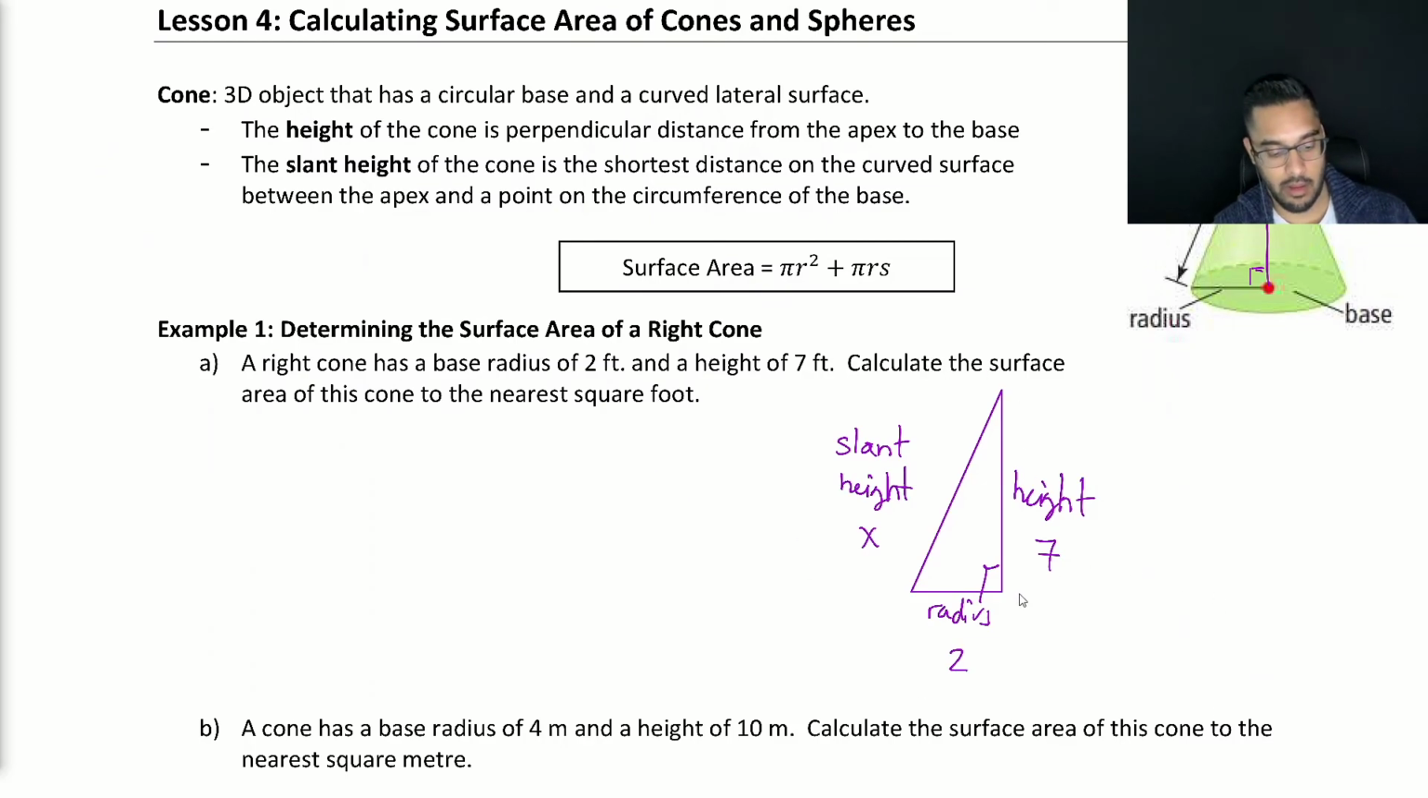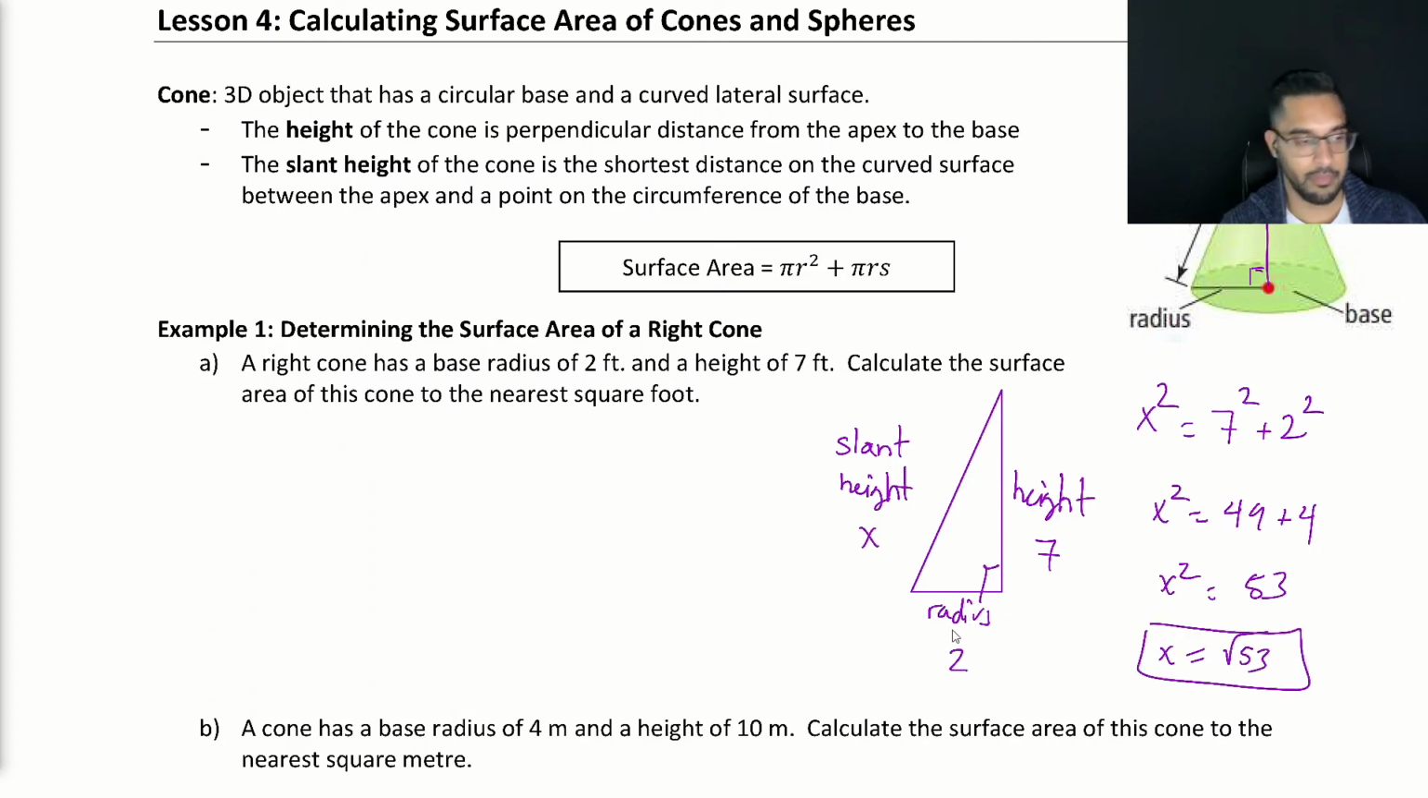So we can use Pythagorean theorem one more time. So x squared equals 7 squared plus 2 squared. So x squared is 49 plus 4, x squared is 53. So x is equal to the square root of 53. Okay, we're going to use that measurement one more time, so let's just leave it as square root, and we don't have to round part way through.